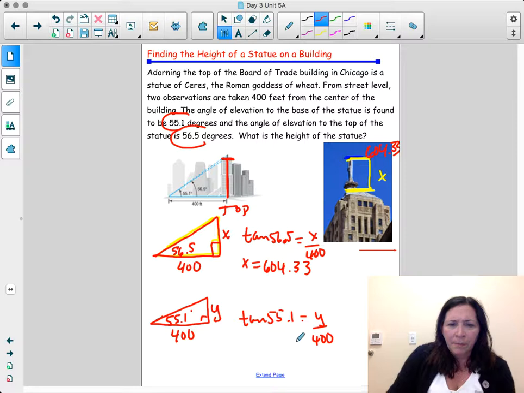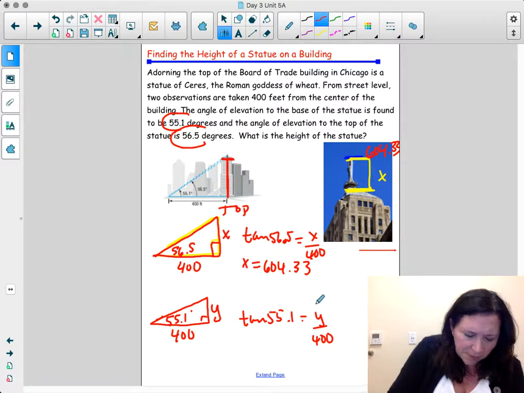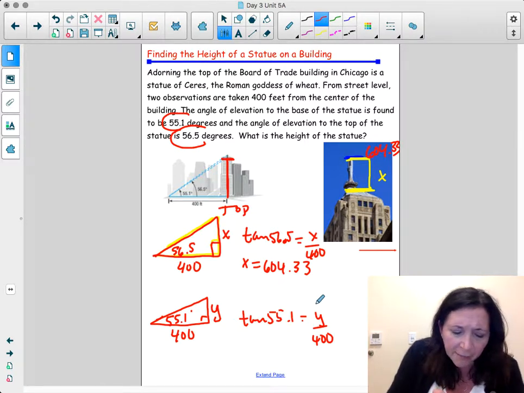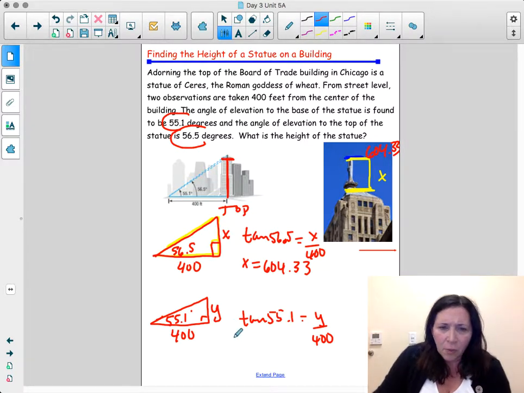And the bottom is, I had to work that out. So that's going to be, let's see here, tangent of 55.1, get that number, multiply by 400, and I get 573.39. So Y is equal to 573.39.